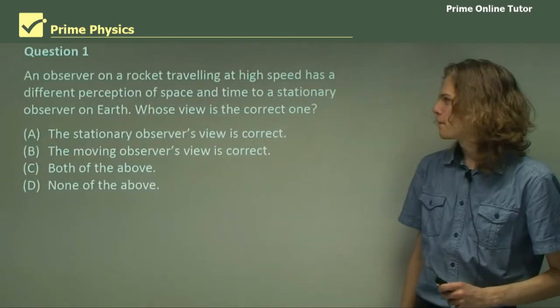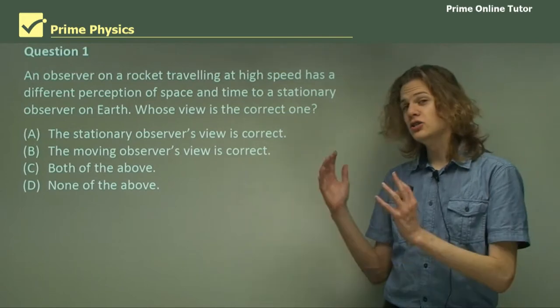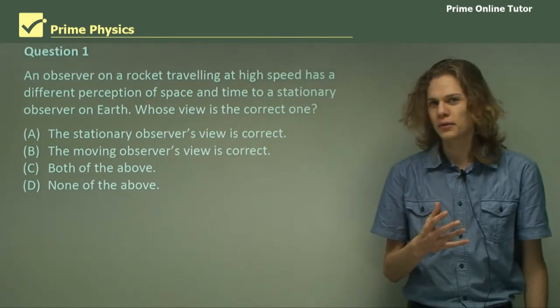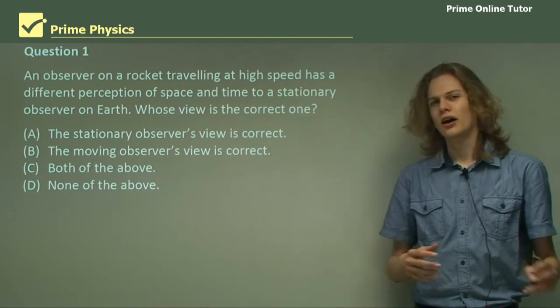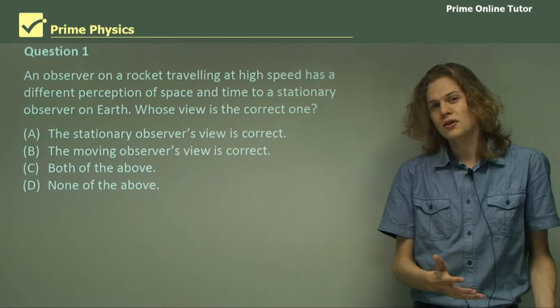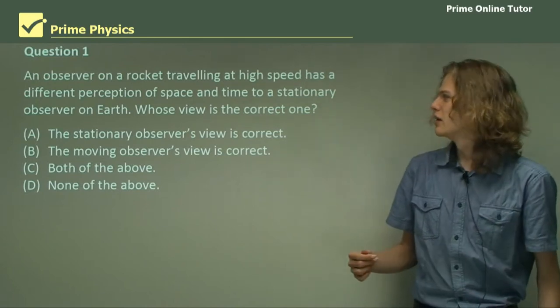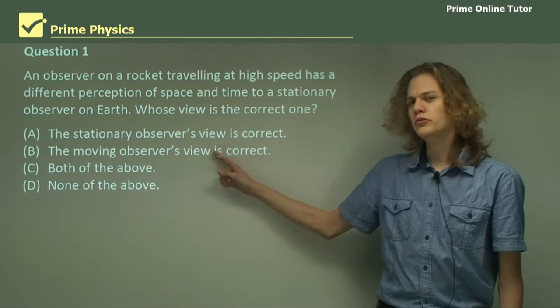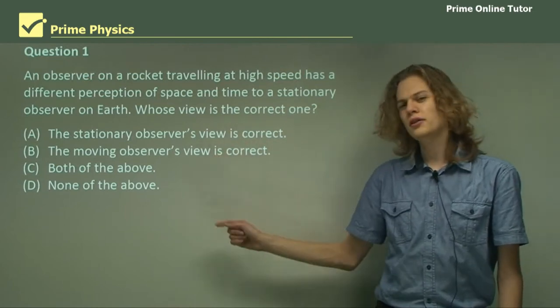Question 1. An observer on a rocket traveling at high speed has a different perception of space and a different perception of time to someone who is moving relative to the first observer, or is stationary relative to us. So whose view is correct? Is it the stationary observer, the moving observer, both, or neither?